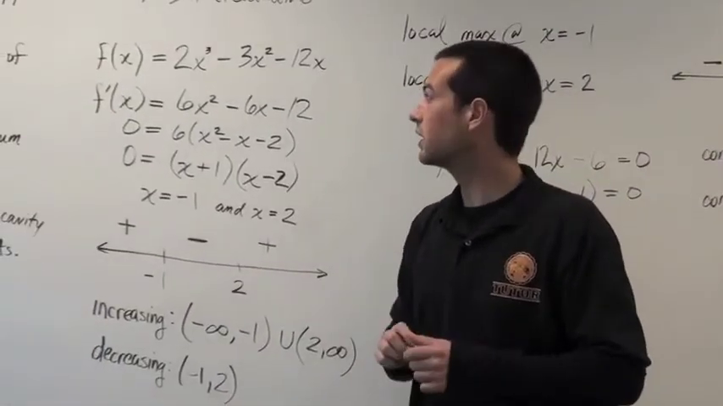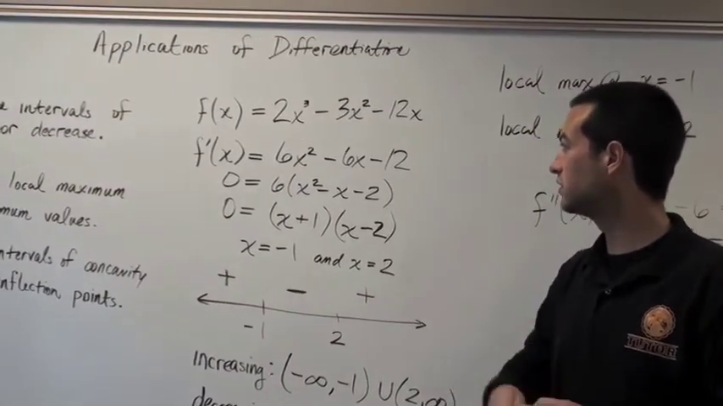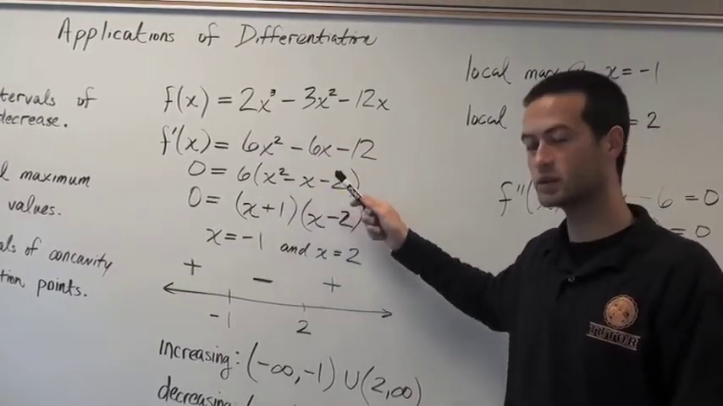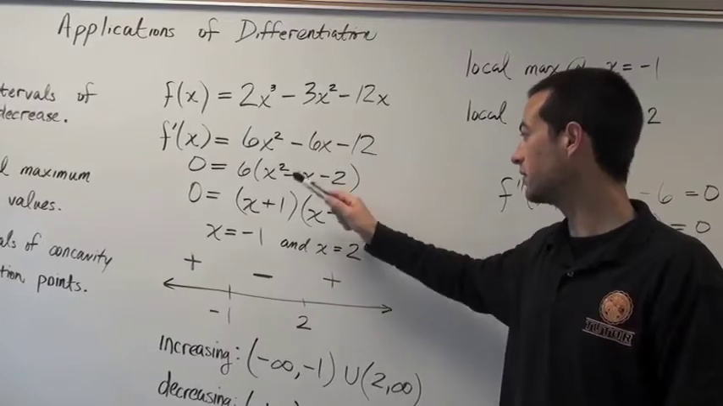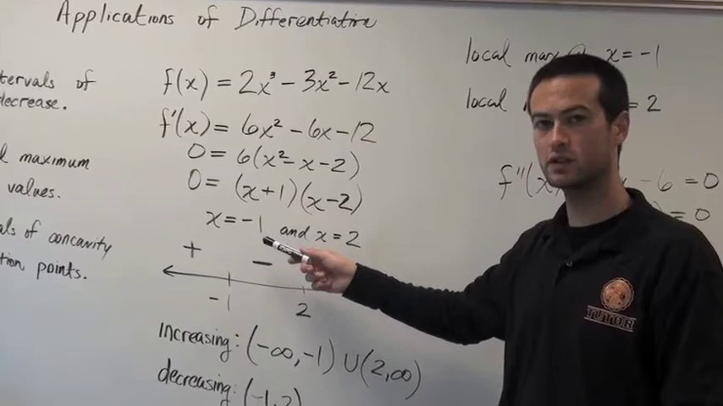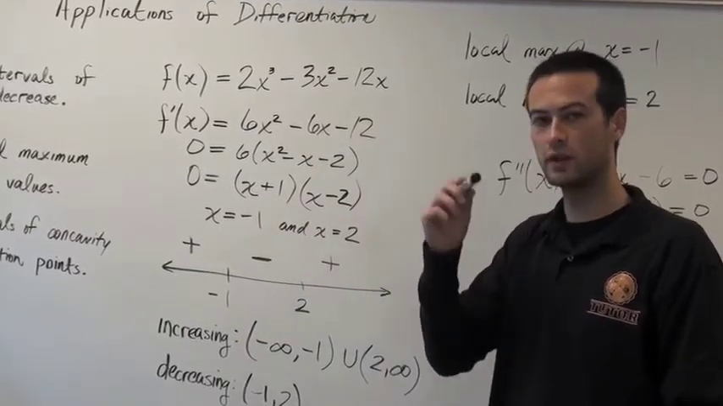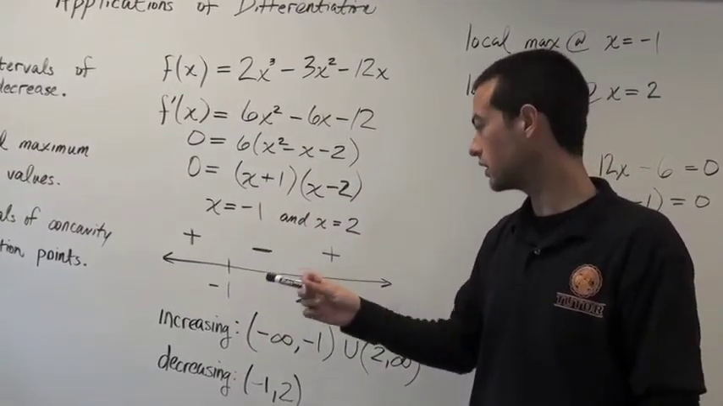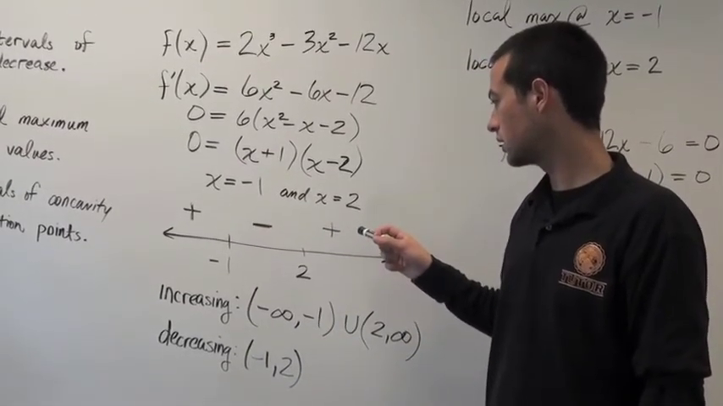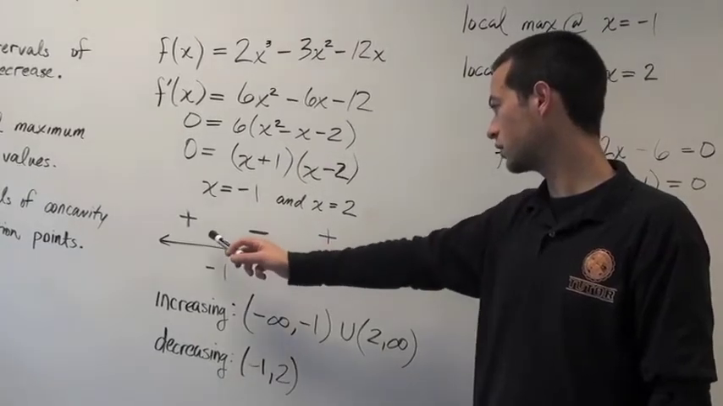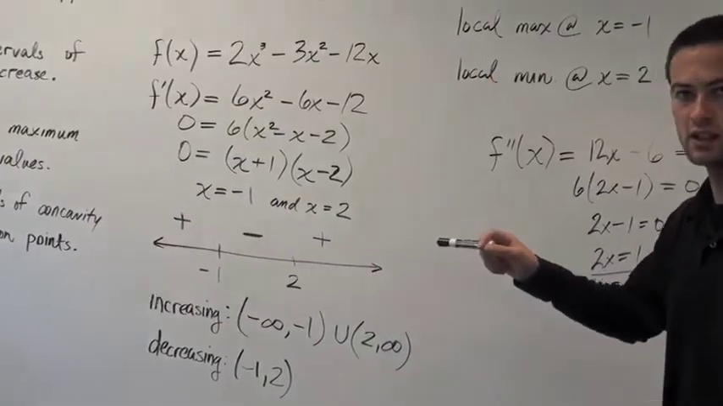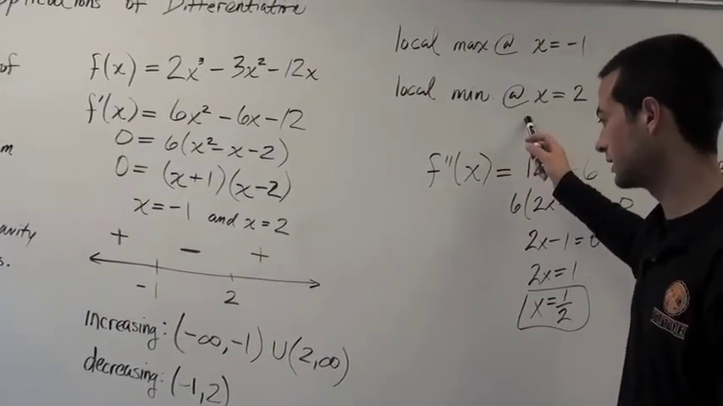So to wrap things up, to find the intervals of increase or decrease, get your function, take the first derivative, set that equal to 0. The values that you get for that will be your critical values. That's where it goes from increasing or decreasing. Plug that into our number line. From there, we're going to tell whether it's increasing or decreasing. Where it goes from plus to minus, we have local max. Where it goes from minus to plus, we have a local min.